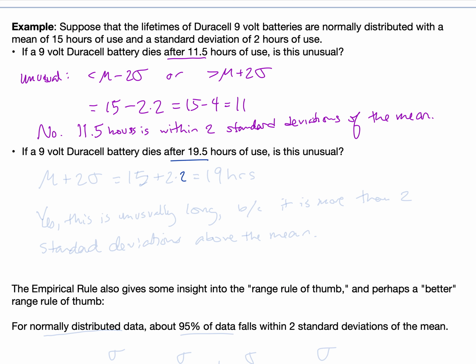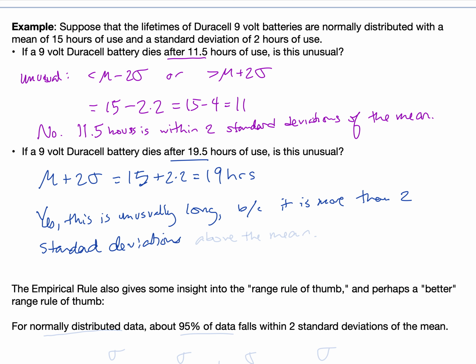For our next question, if it dies after 19.5 hours of use, is that unusual? Well, this is on the high end, so let's look at the mean plus 2 standard deviations. That's 15 hours plus 2 times 2, that's 19 hours. So this is greater than 2 standard deviations above the mean. And so, yes, this is unusually long because it is more than 2 standard deviations above the mean.